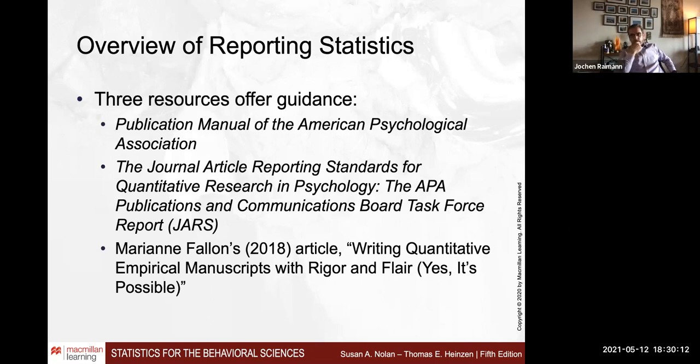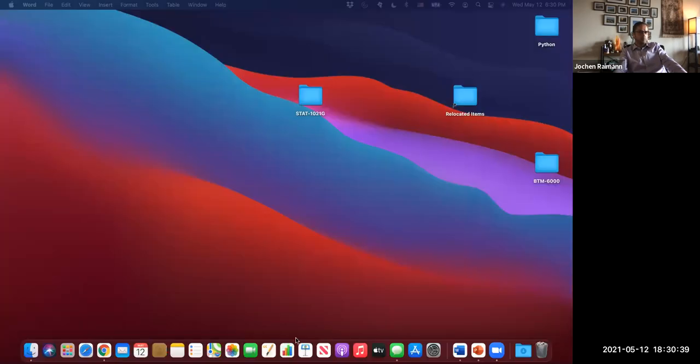I also wanted to briefly talk about the overview of reporting of statistics. So basically you have 3 main resources. One is the Publication Manual of the American Psychological Association. Then we have the APA Publications and Communications Board Task Force report. And this article I'm not familiar with. However, it seems to be an article that was well mentioned by Nolan and Heinzen.